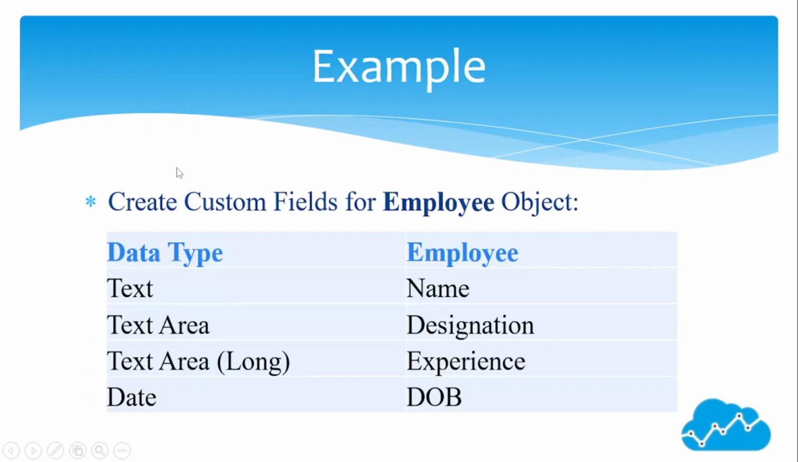As an example, we are going to create custom fields for the employee object. Here 4 fields we are going to create: name, designation, experience, date of birth. For the name field, I have taken data type text. For designation, text area. For experience, text area long. For date of birth, I have taken data type date.